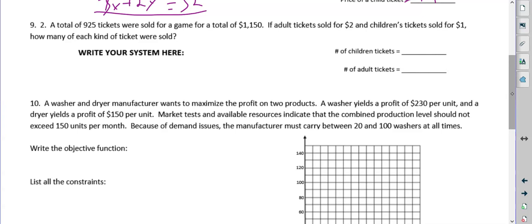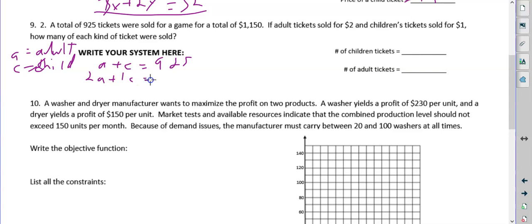A total of 925 tickets were sold for a game for a total of $1,150. An adult ticket sold for $2, child ticket for $1. So again, I'm going to say A for adult and C for child. Okay. So there were 925 tickets sold. That means the number of adults plus the number of children was 925. It was $2 for each adult ticket. It was $1 for each child ticket. And they made $1,150.